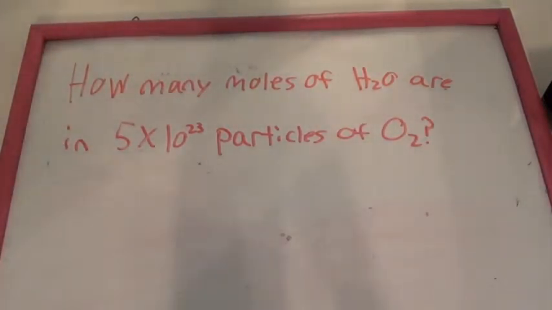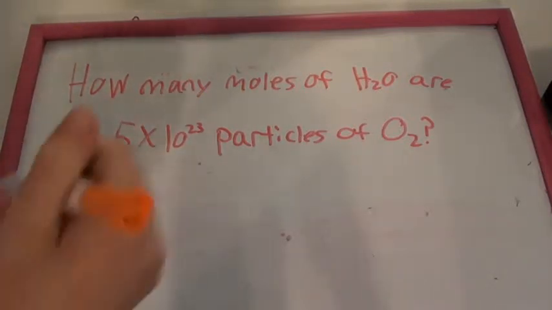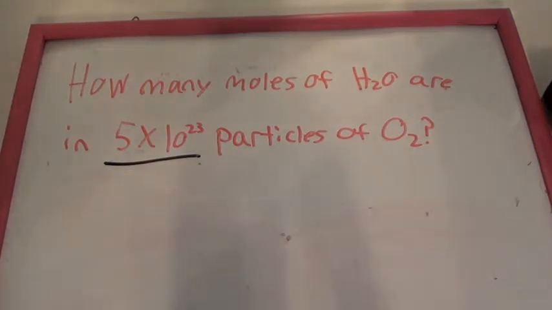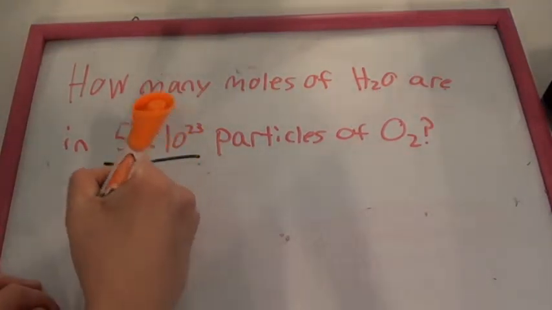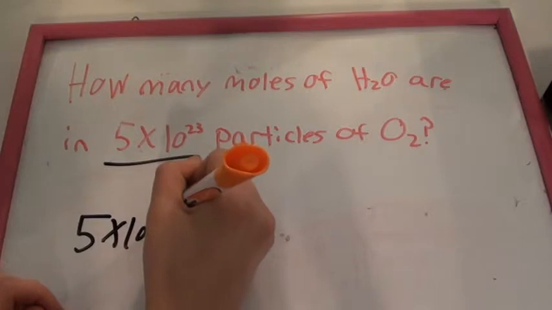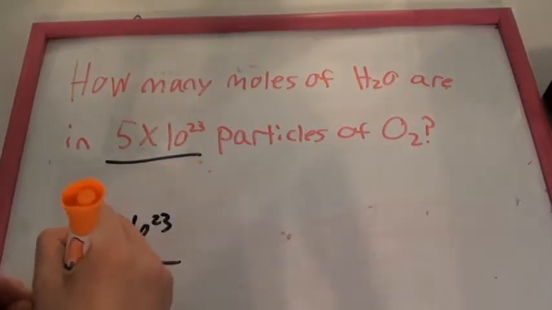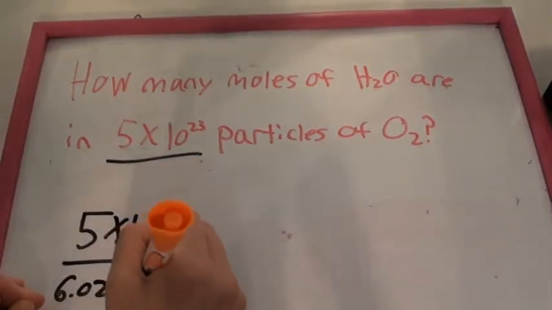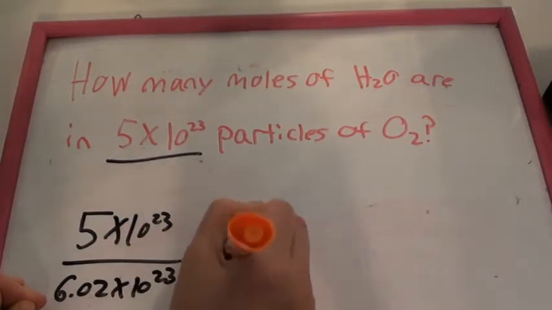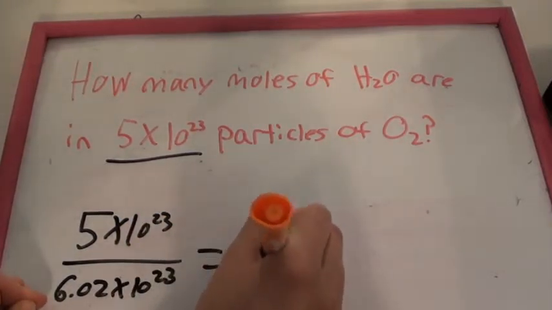The next one we are going to do is convert particles to moles. The question is how many moles of H2O are in 5 times 10 to the 23rd particles of O2. What we are going to do is take 5 times 10 to the 23rd particles and divide it by Avogadro's number, which is 6.02 times 10 to the 23rd. So you're going to take this number and divide it by 6.02 times 10 to the 23rd. Our answer should be 0.83.